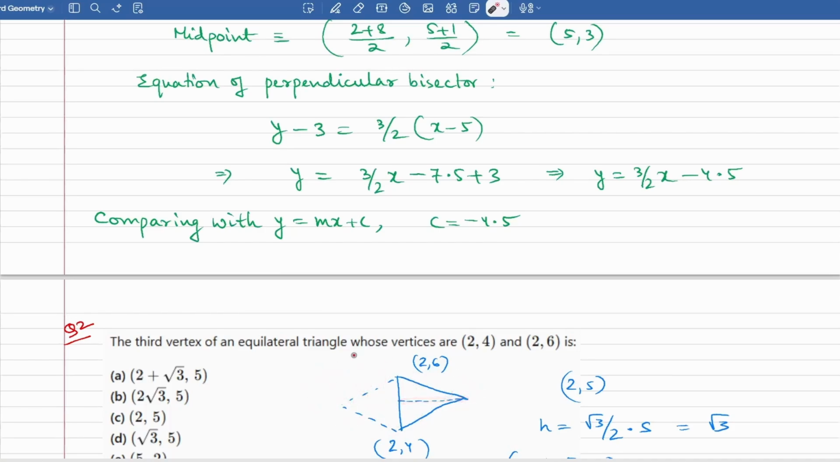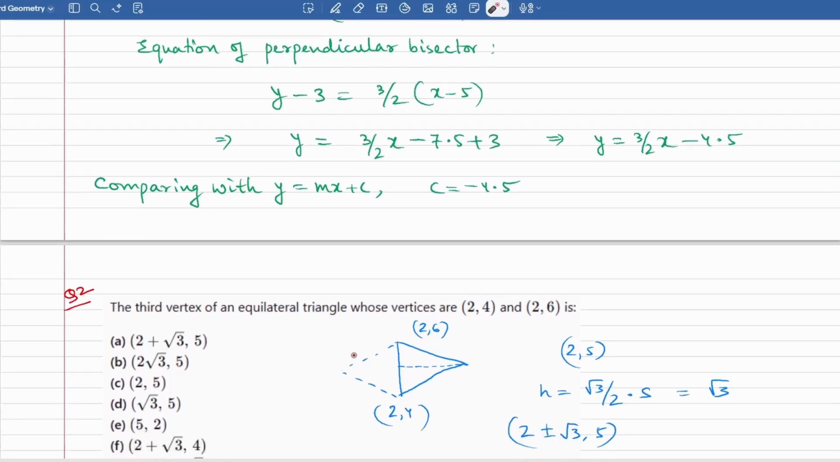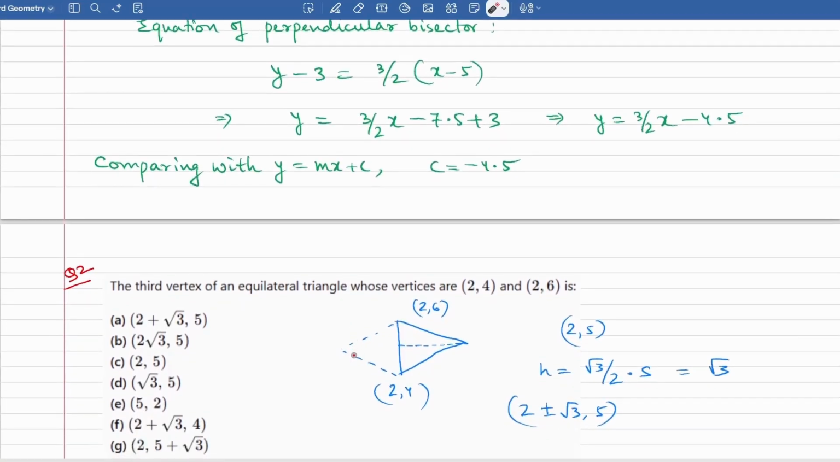Now the movement won't be along the y-axis because it is to the right, so the movement is along the x-axis. That means the point would be (2 plus root 3, 5). It could also be (2 minus root 3, 5), but that is not among the options. So we are going to mark option A.